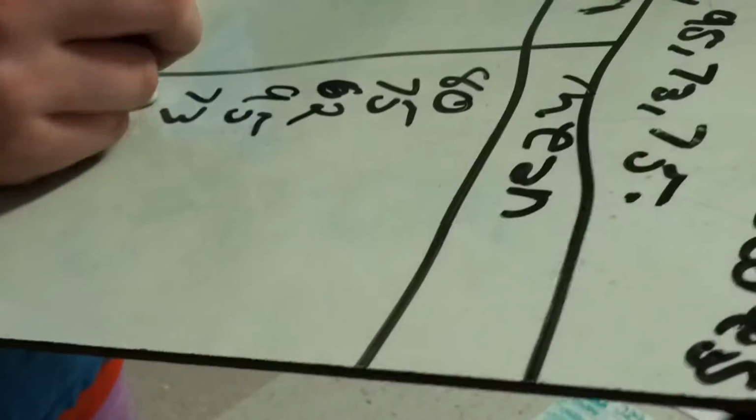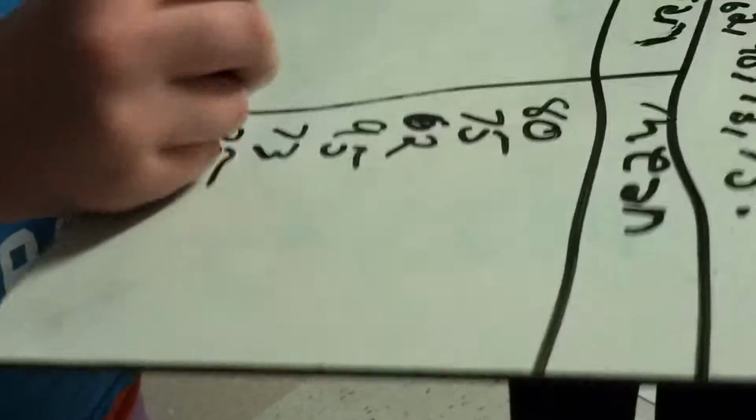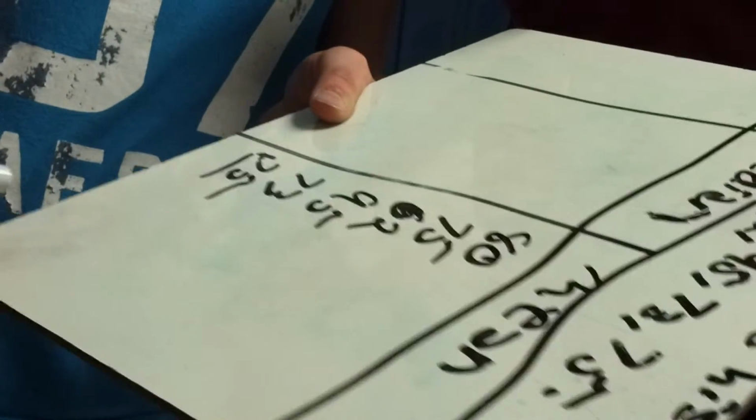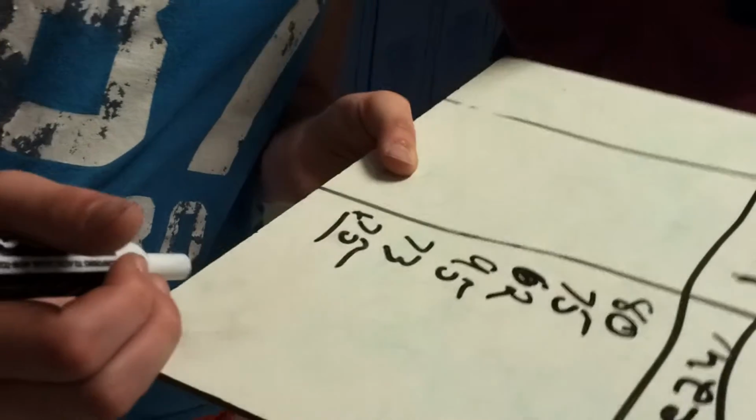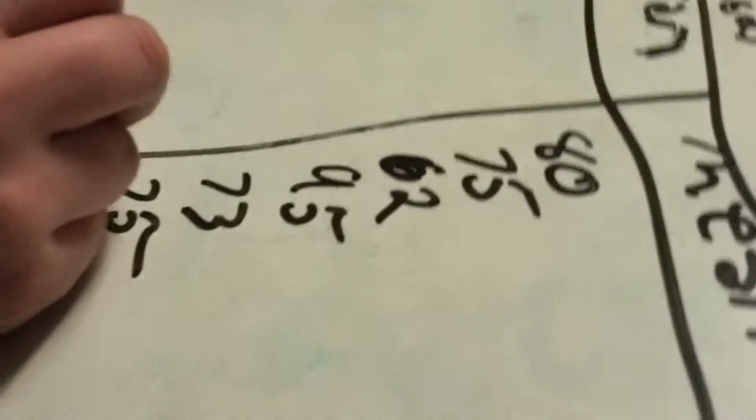Which one do we want to start with? Let's start with mean. Mean is just like the average of the numbers. So you add all of them up. 80, 75, 60, 62, 95, 73, and 75. That equals 460.